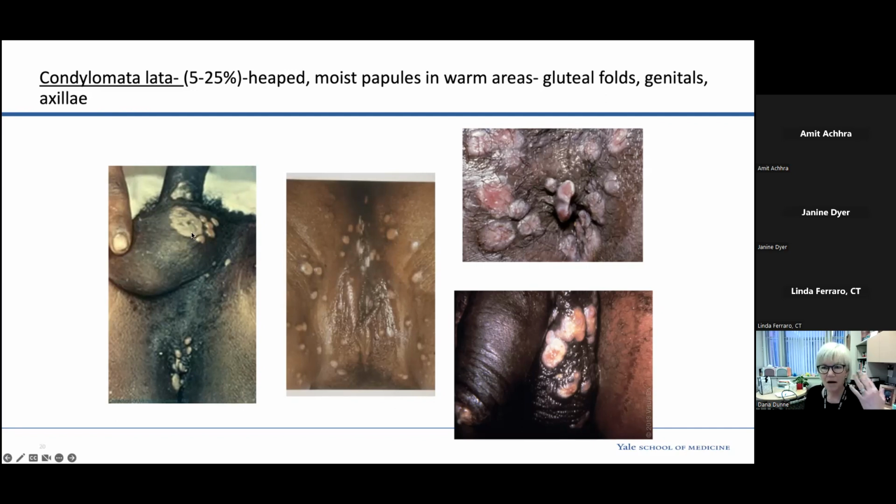But if you are looking at a genital area and warts come to your mind, have syphilis come to your mind also. You can see how broad-based it is. And this can be painful.